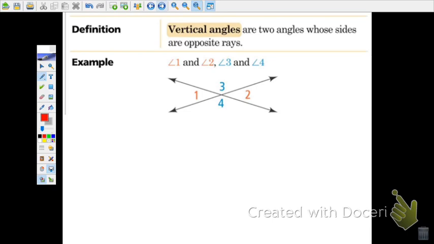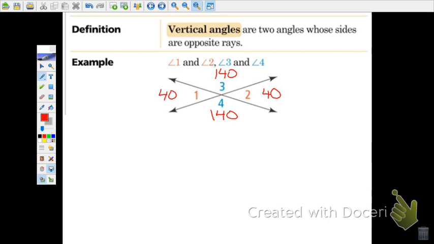So, for example, if angle 1 was 40 degrees, how much would angle 3 have to be? 140, because angles 1 and 3 are supplementary. They have to add up to 180. So if angle 3 is 140, how much does angle 2 have to be? 40. It would have to be 40. If angle 2 is 40, how much does angle 4 have to be? 140.